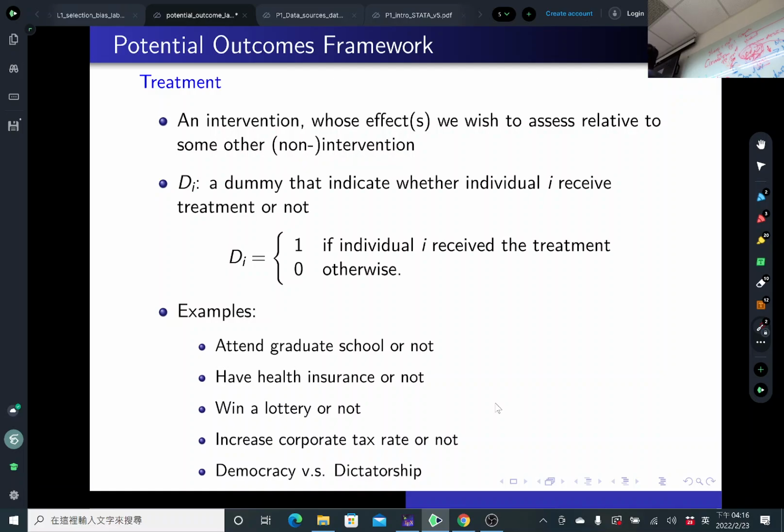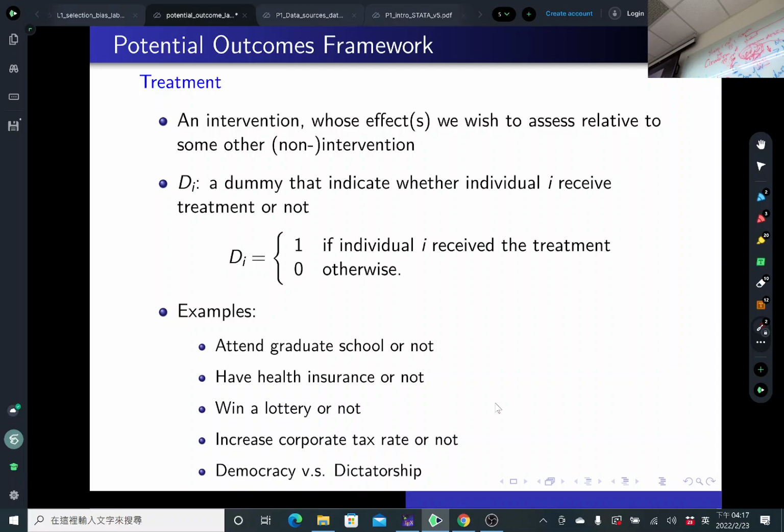So we usually use D to represent the treatment. Here the treatment could be a binary variable, a dummy variable that indicates whether an individual i receives the treatment or not. So it's binary: get treatment, not get treatment. For example, if you want to know the effect of attending grade school on your earnings, here the treatment is attend grade school or not. D equal to 1 means you receive the treatment, you go to grade school. D equal to 0 means you do not go to grade school.